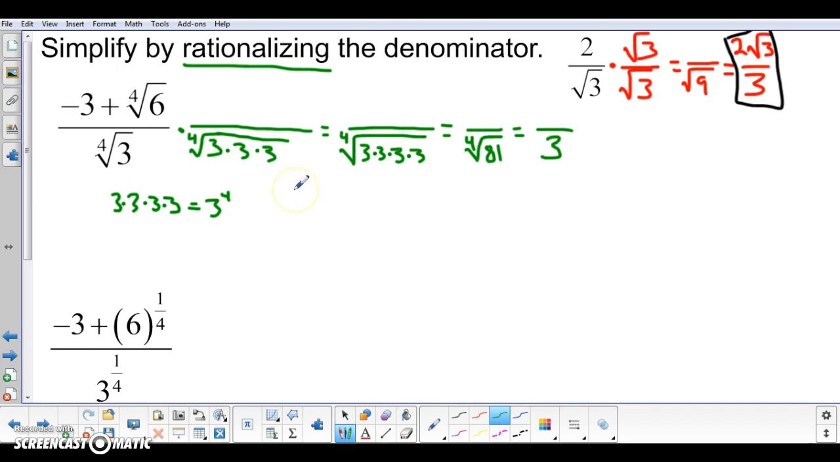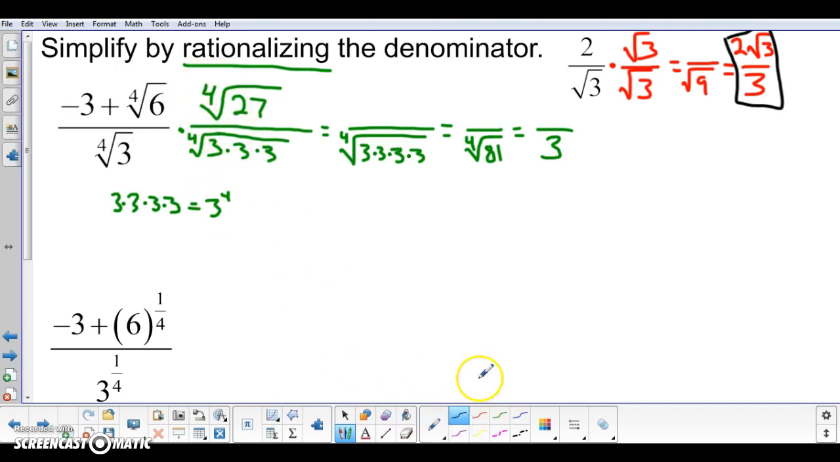Now I need to multiply the top and the bottom by the same thing. So I'm going to multiply the numerator by the same expression, except the only difference is I'm not going to write out all 3 3's. I'm going to just take 3 times 3 times 3 and write this as 27. So that's really what I'm multiplying by, the 4th root of 27.